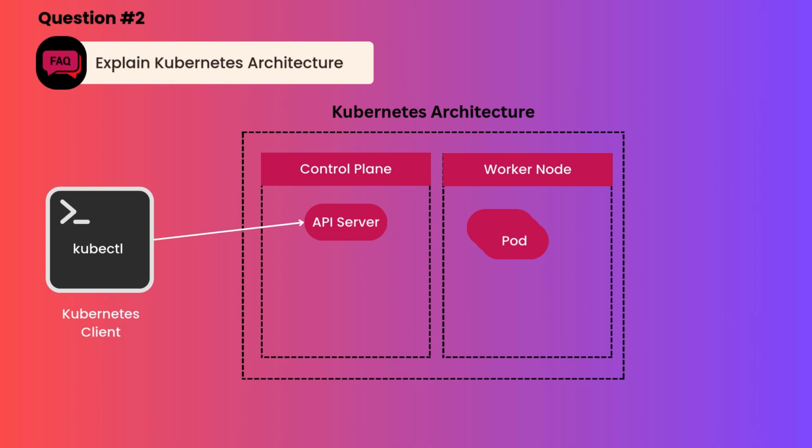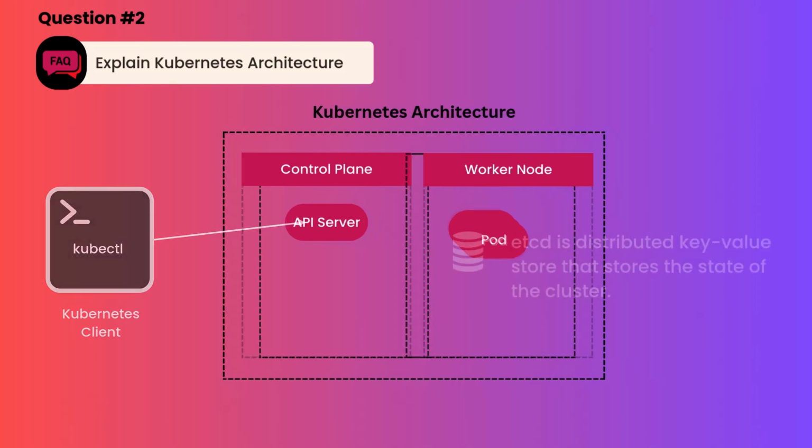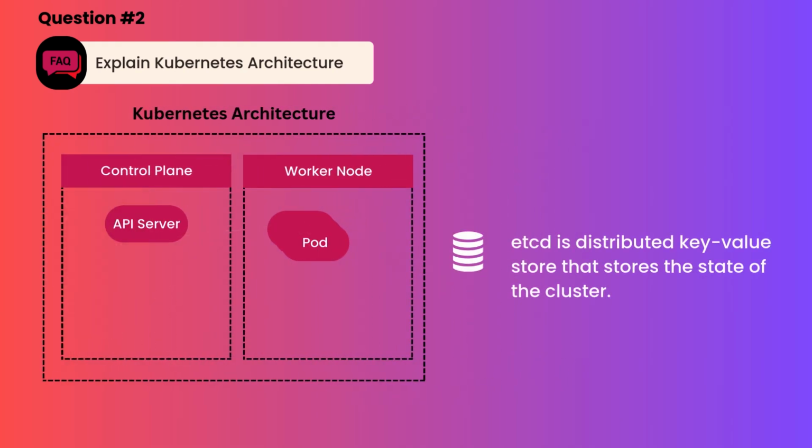Then the API server receives that request and performs certain validations, and it works with other components inside the control plane to accomplish this task. The second component is etcd. It is a distributed key value store that stores the state of the cluster.